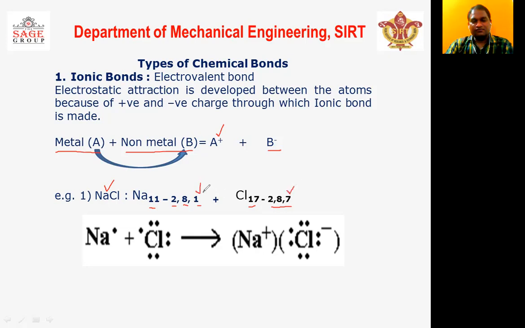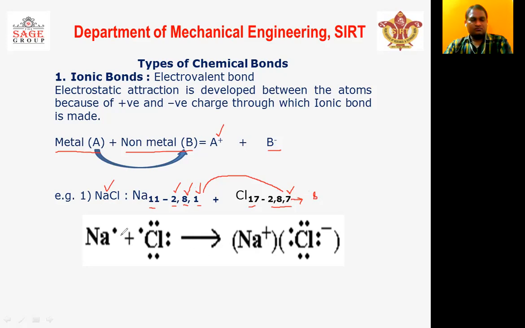If this one valence electron is transferred to Cl, then the 7 becomes 8. Then in the shells of sodium there will be 2 electrons and 8 electrons. Now sodium becomes stable, with configuration 2, 8, and Cl, with 2, 8, 8, also becomes stable.